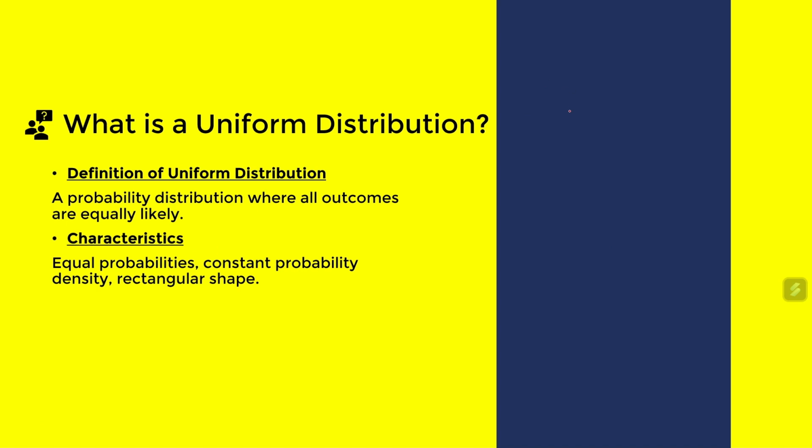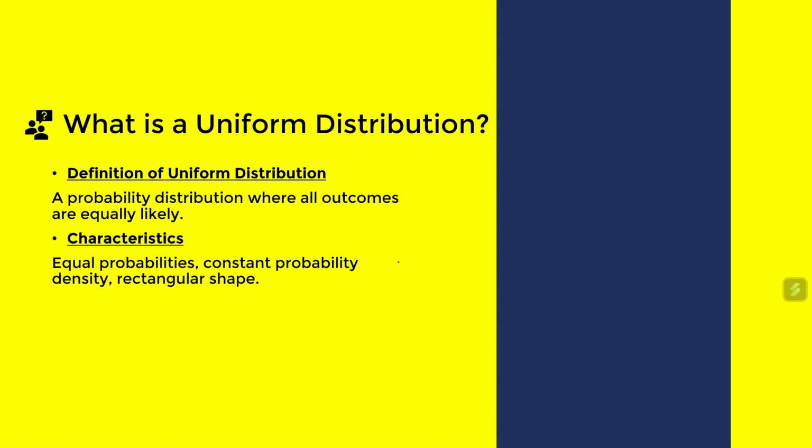What is uniform probability distribution? It is a probability distribution where all outcomes are equally likely. In other words, uniform probability distribution allows us to give an outcome within a specific range, which we will also understand deeply in the next slides.